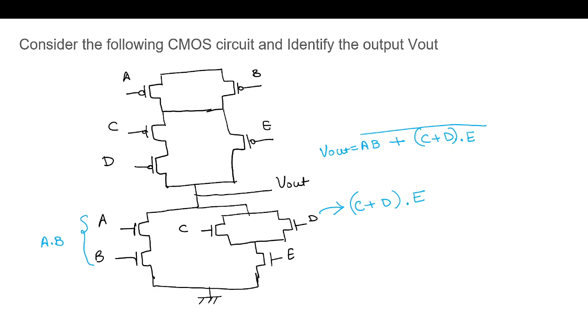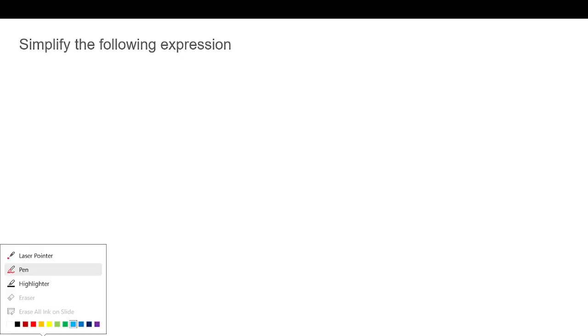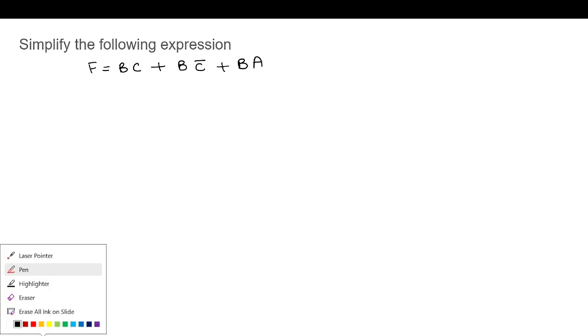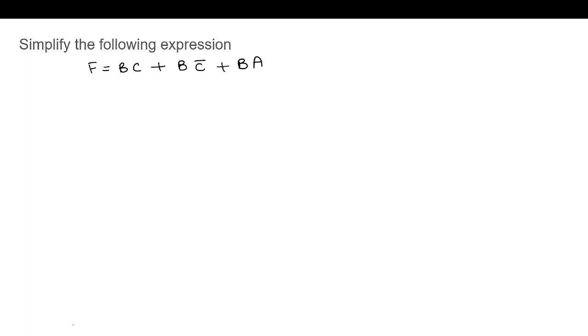Okay, next question. Simplify the following expression. F is equal to BC plus BC bar plus BA. Can you try simplifying this? What will be the simplified expression?